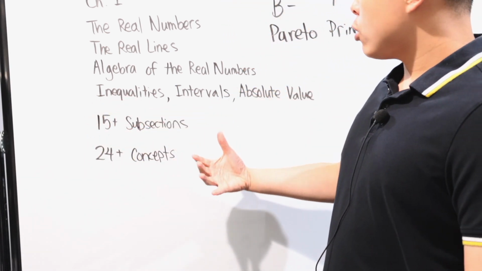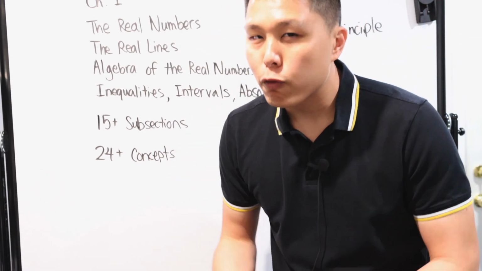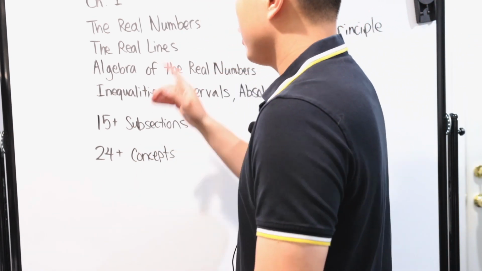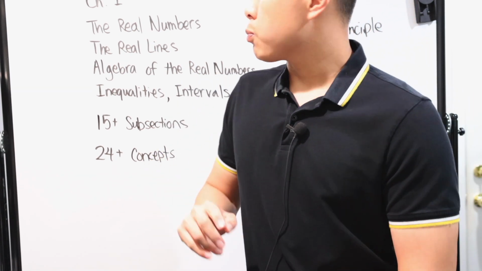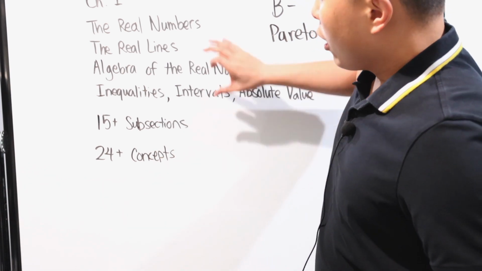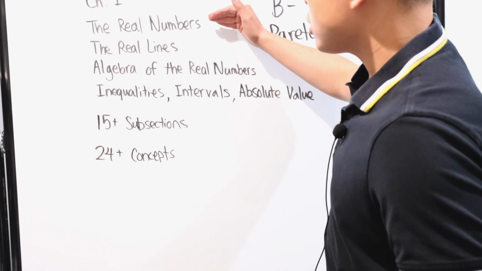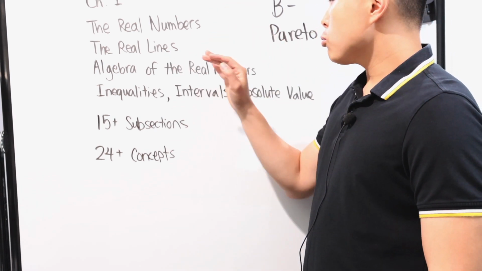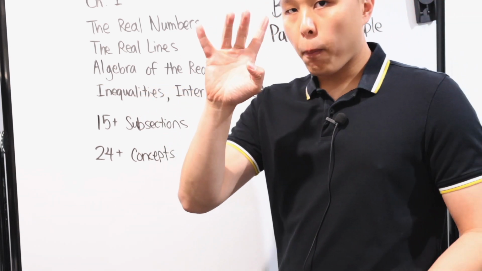So I want to show you guys how ineffective it is if we try to go through every single concept, every single topic. This is chapter 1 from a specific math textbook. This is Algebra and Trigonometry. Now, when I was looking through the table of contents, there were 4 big sections for chapter 1: the real numbers, the real line, algebra of the real numbers, and inequalities, intervals, and absolute value. Those are the 4 big sections.